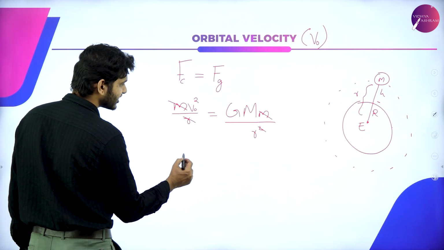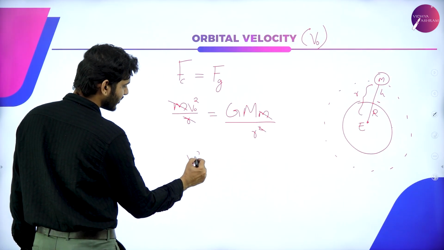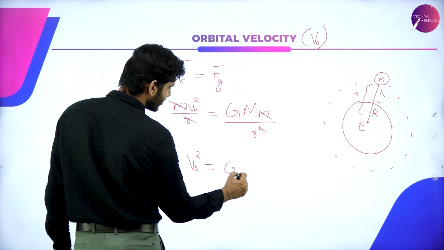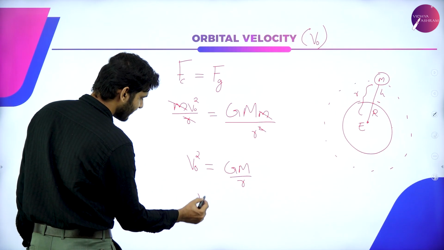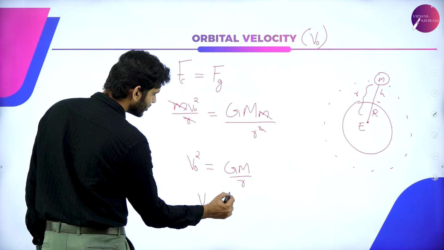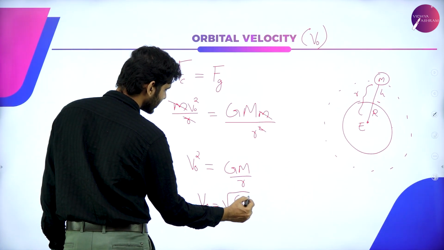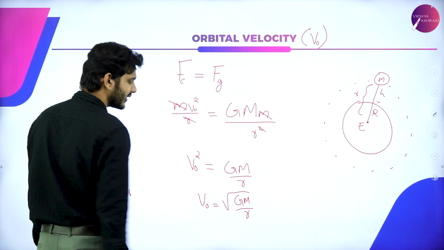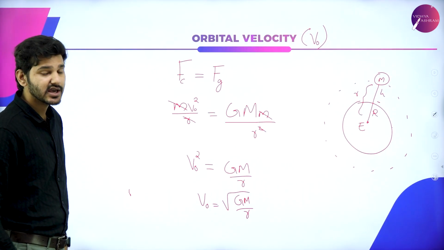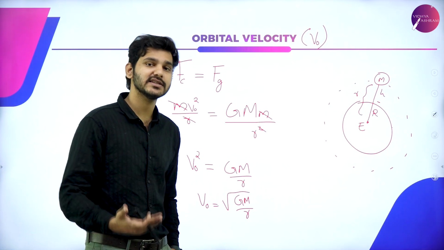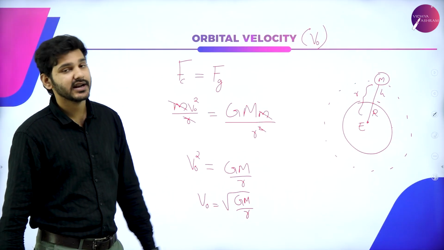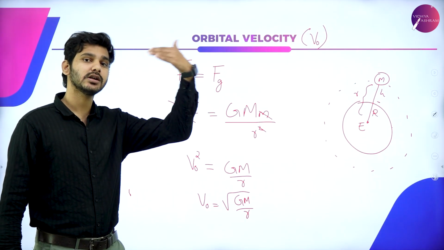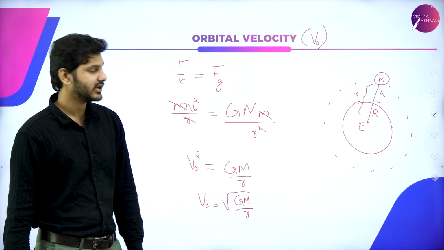So we get the equation as V0 square is equal to GM divided by r, or simply V0 is equal to root of GM divided by r. This is known as the orbital velocity of any satellite, considering that r is the radius from the center of the Earth till we reach the satellite.